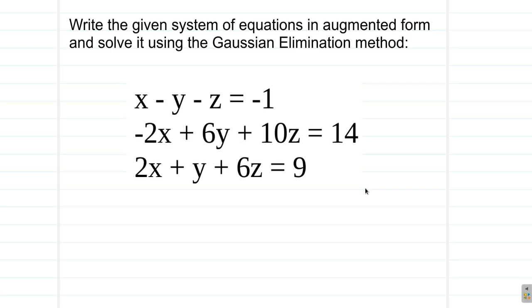Write the given system of equations in augmented form and solve it using the Gaussian elimination method. Now, I did some work on this before, and what I got were x equals 1, y equals 1, z equals 1. So they are all 1s. I'm going to ask you to pause the video, write the question down, and solve it and see if you get the same thing.